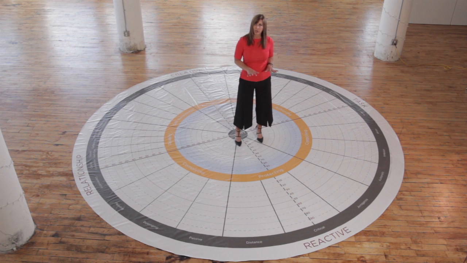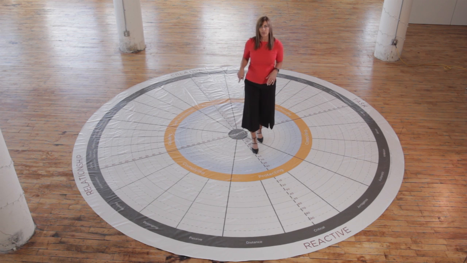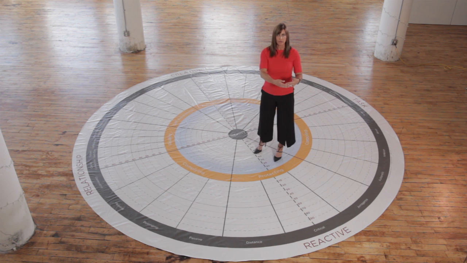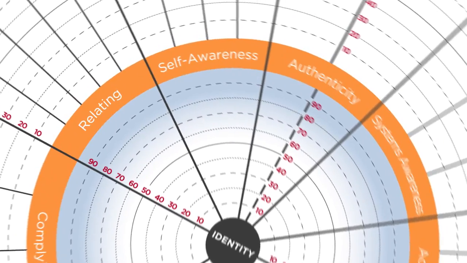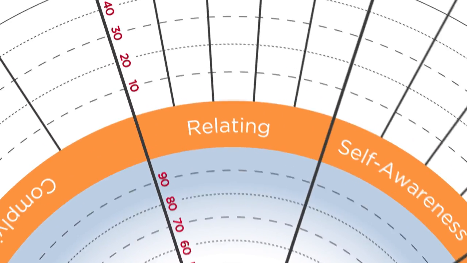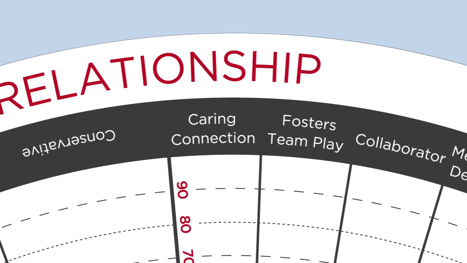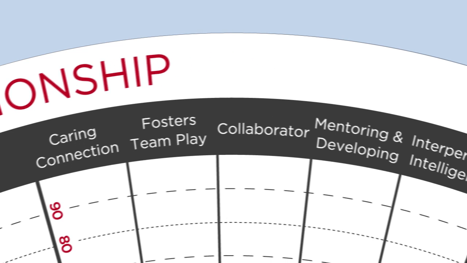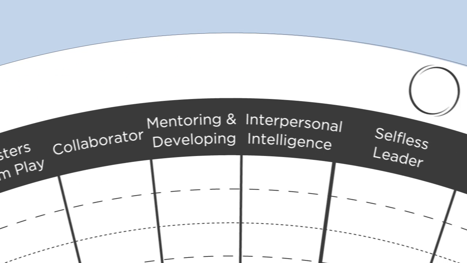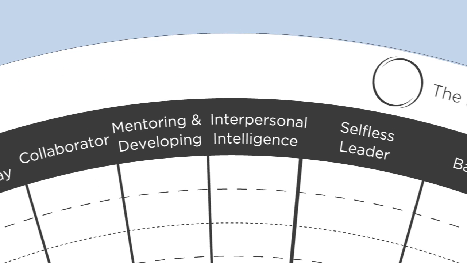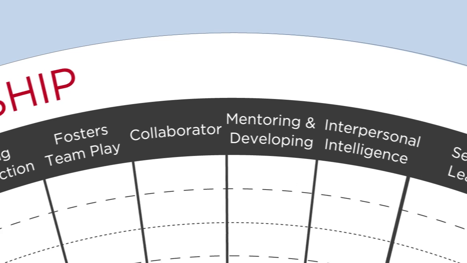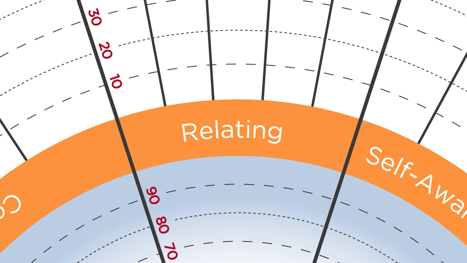Now, the way these work, you can take any inner dimension and look to the outer dimension to get more understanding of what feeds into that. For example, if you were to take relating, the outer dimensions for relating are caring connection, fosters team play, collaborator, mentoring and developing, and interpersonal intelligence. Those 5 outer categories make up the inner category of relating.